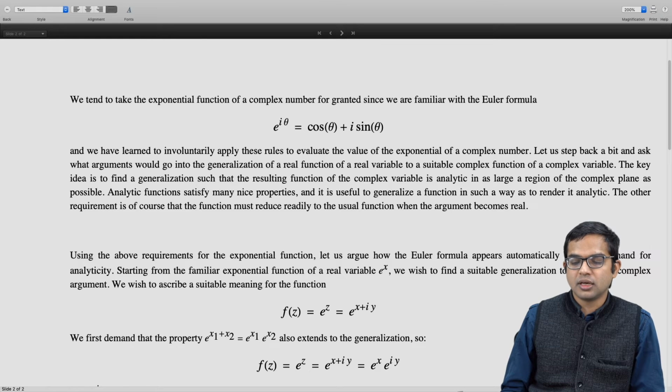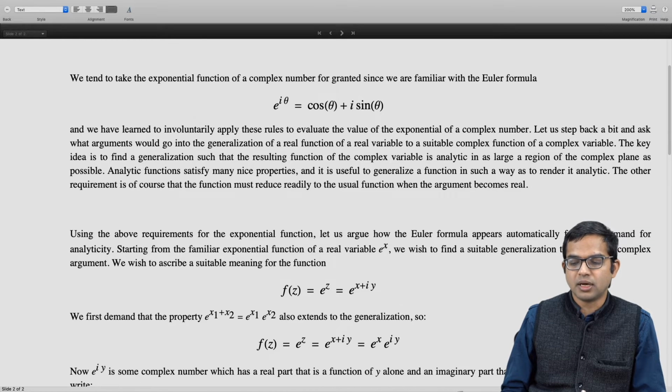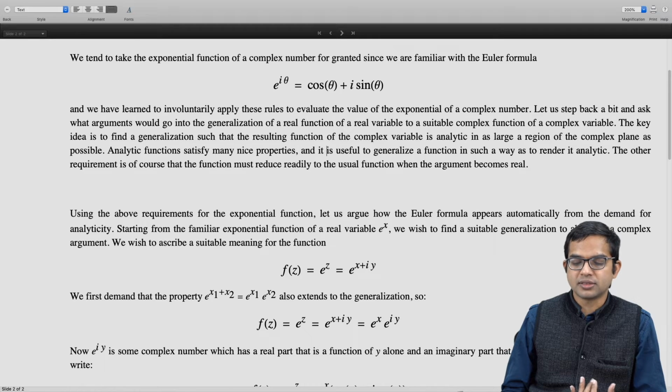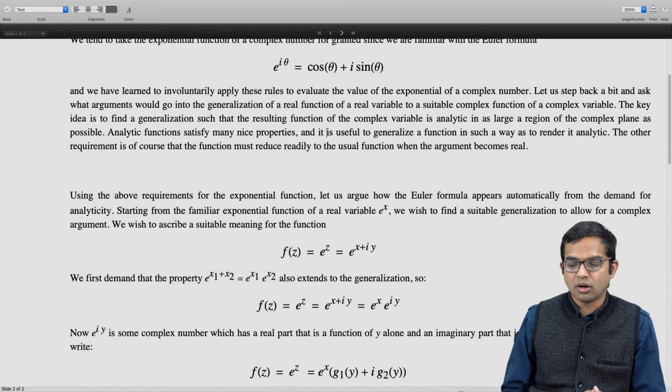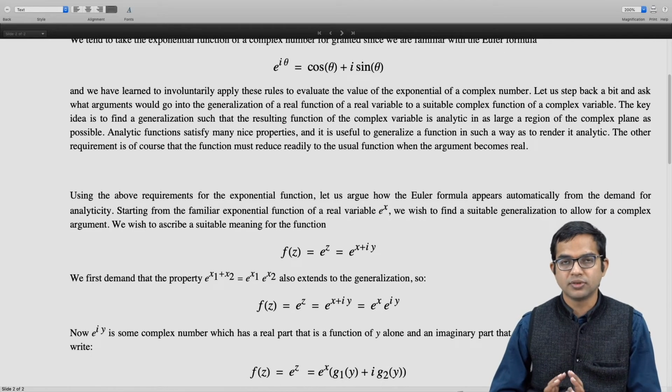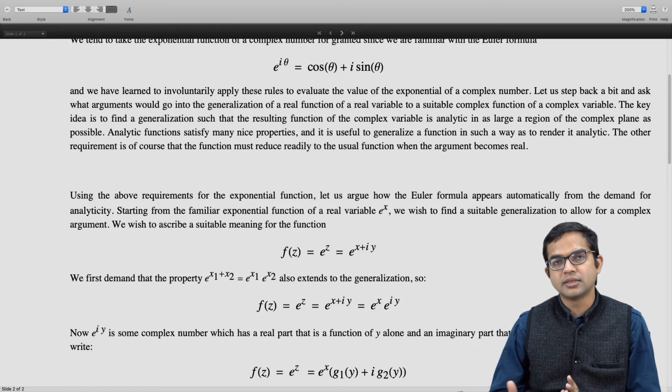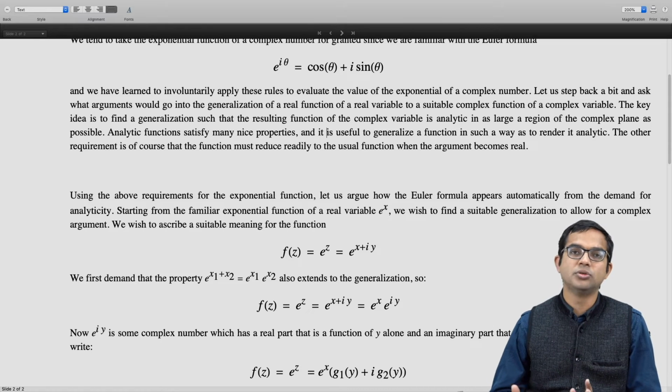So it has a real part and an imaginary part. We can think of this real part as some function g1 of y, right? It is necessarily a function only of y because the input is only y, and then it has an imaginary part which is g2 of y.